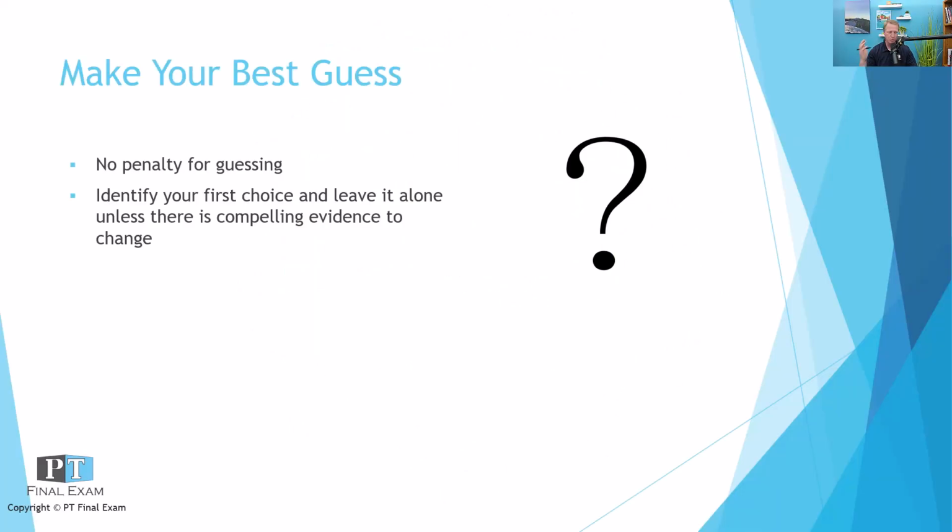What happens if you don't know the answer? Well, you make your best guess. There's no penalty for guessing. Ideally, you identify your first choice or your gut reaction and leave it alone, unless there's some compelling reason to change your answer. Like you misread something, or there is new information available to you that you now remember that you didn't before. But generally speaking, you'll identify your first or best response and then just leave it alone.